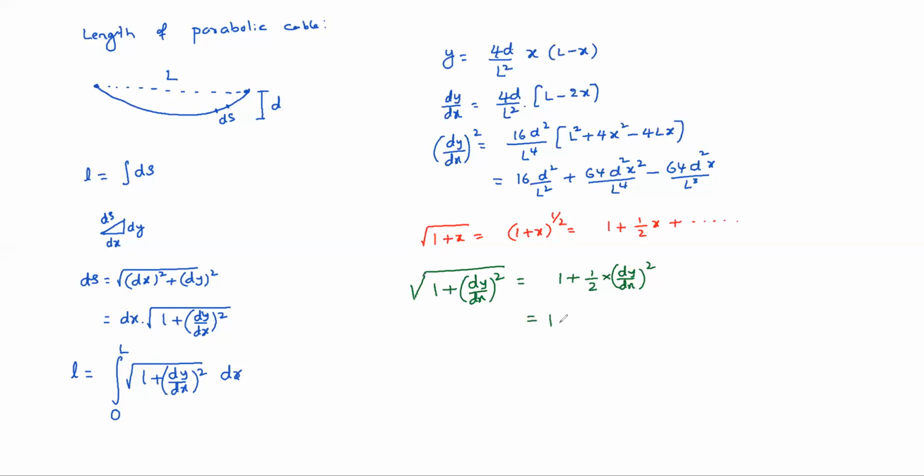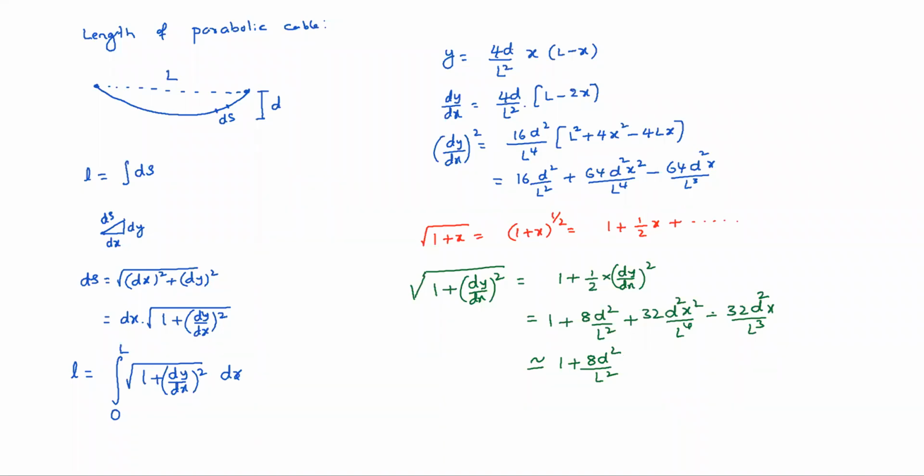That equals 1 plus 1 by 2 times of that, means 8 d square by L square plus 32 d square x square by L power 4 minus 32 d square x by L cube. So you can neglect these terms also. That is approximately equal to 1 plus 8 d square by L square. Okay, now we can integrate.